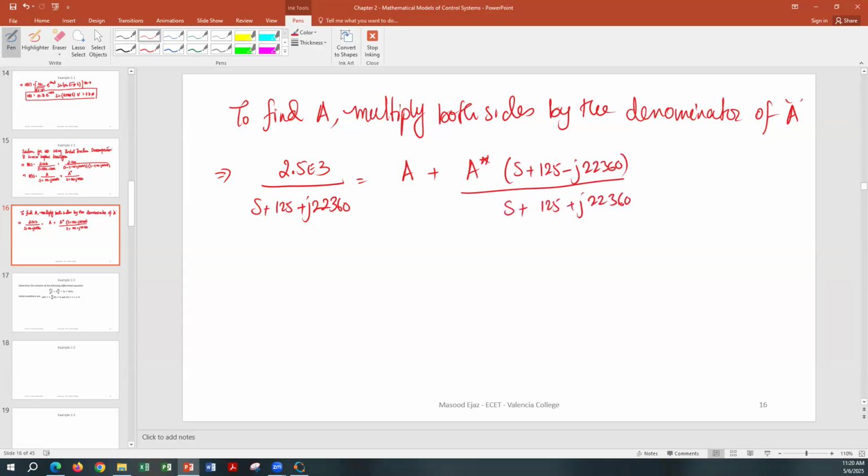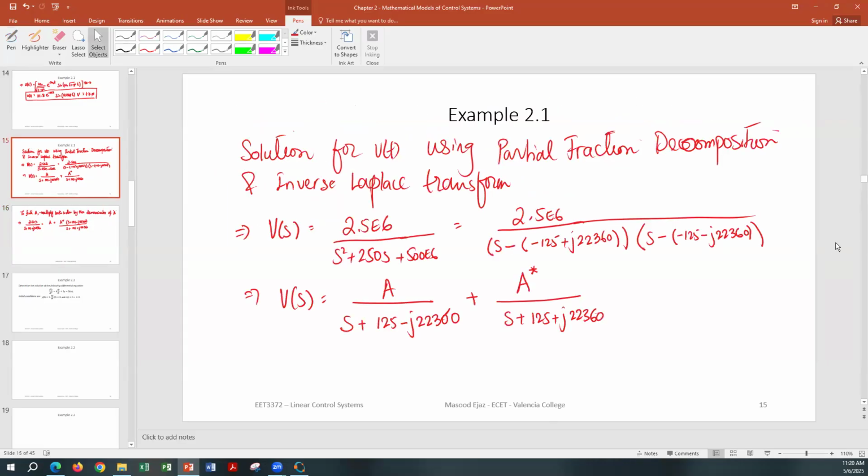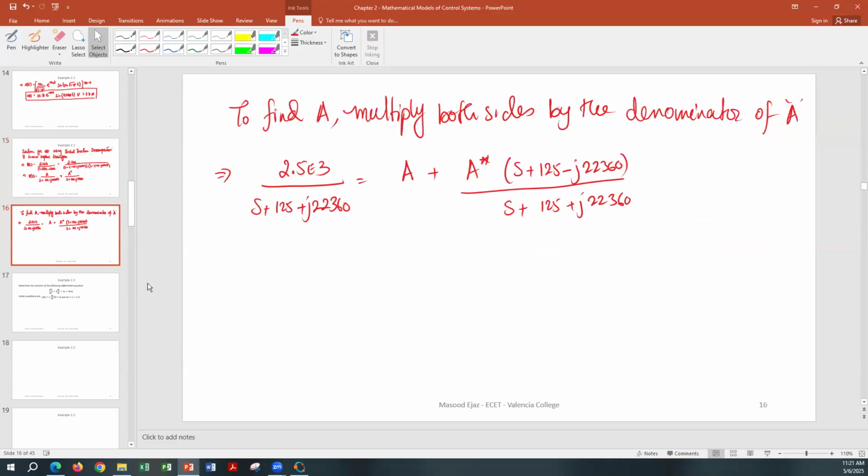So when I multiply both sides, again, this is easy because you can cancel out the factor. You multiply this thing by the denominator, which is 125 minus j 22360. This factor will be cancelled out. And when you multiply this, of course, A is going to be here, and then A conjugate times this factor divided by this factor. So that's the first step. Now, what I was asking next, so now what should we do? Because again, how are we going to find A from this equation?